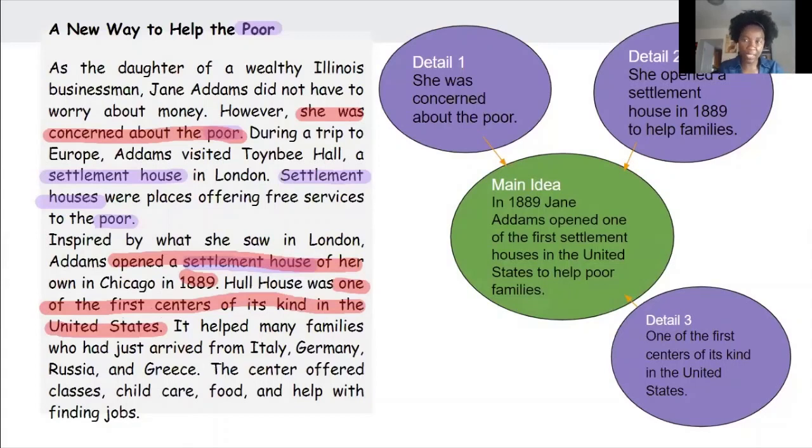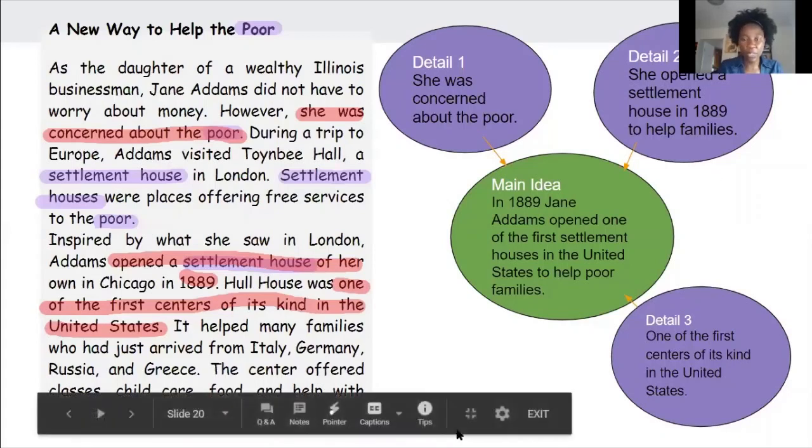The question I asked myself, what does the author want me to know about the topic? The author wanted me to know that a new way to help the poor, Jane Addams opened a settlement house to help poor families in 1889.